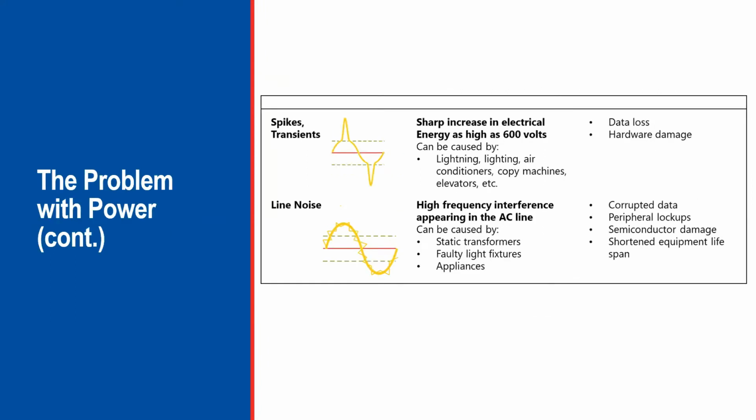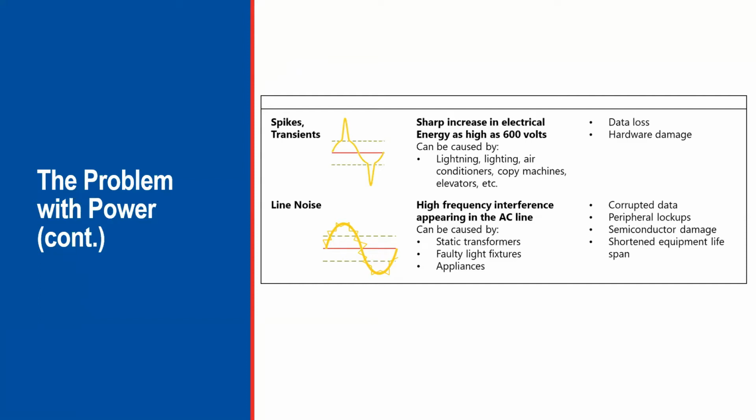Continuing with some of the power problems that exist out there is spikes and transients. This is defined when a sharp increase in voltage can be as high as 600 volts. It's a sudden increase of electrical energy that comes in. And these can be caused typically by a lightning thunderstorm, as well as errors with fluorescent lighting, air conditioners, copiers, primarily the bigger office style type of copiers, and any other large load equipment.